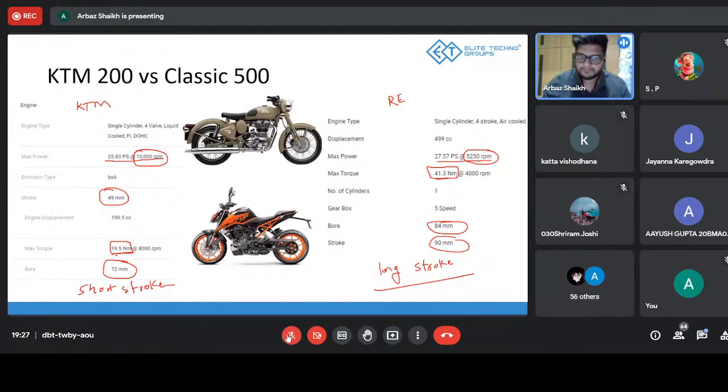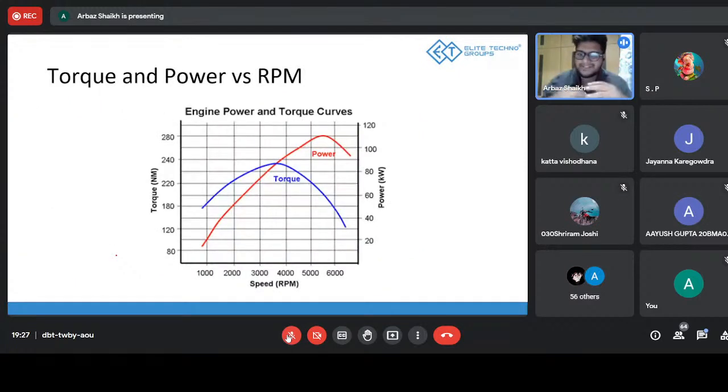Is that clear to everybody? Yes, sir. Sorted. Now going to this curve. This is a curve which is more or less followed by all the vehicles. The only thing is the value of the power, torque, and the RPM changes, but the profile of the curve is more or less the same for all the vehicles.